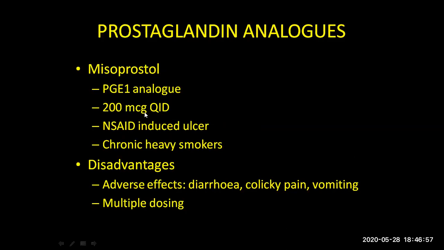It can be given in the dose of 200 micrograms QID. QID is nothing but 4 times a day. This is useful especially in NSAID induced ulcer, where NSAIDs deplete the mucus layer of the stomach, and misoprostol restores the mucus layer. It is also useful in chronic heavy smokers, and these two are the major indications for misoprostol in peptic ulcer.